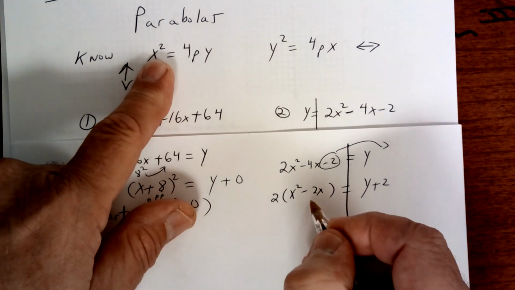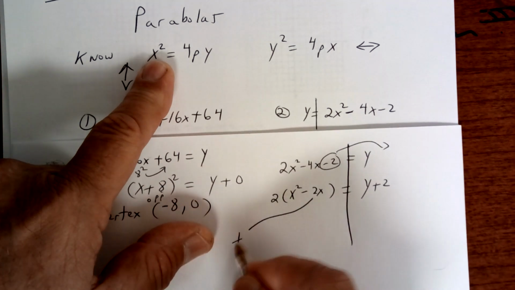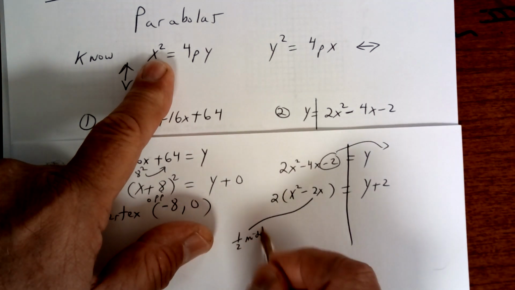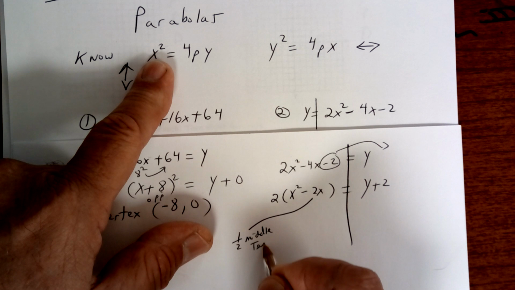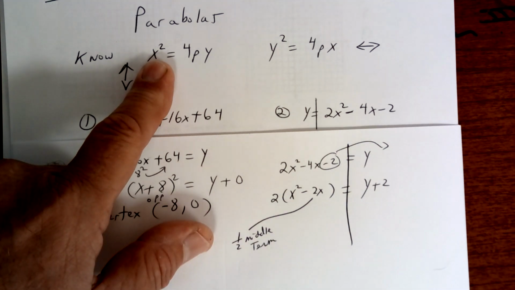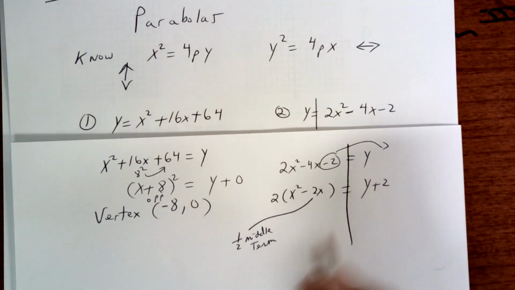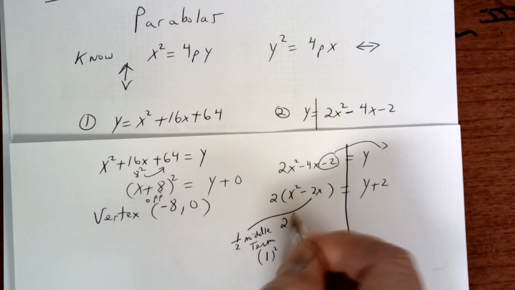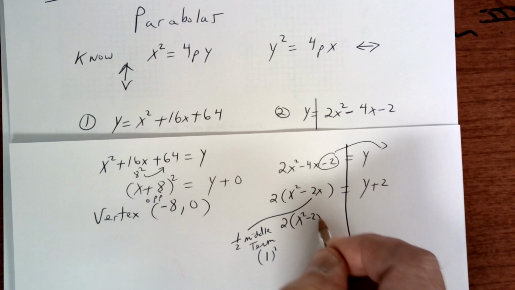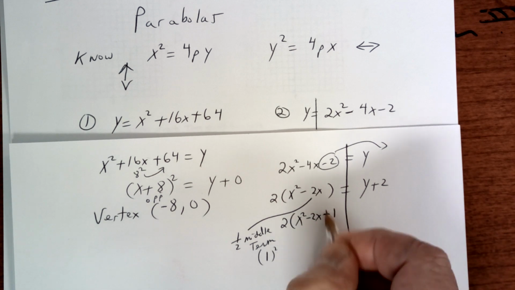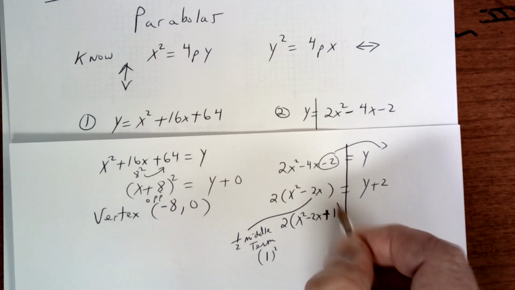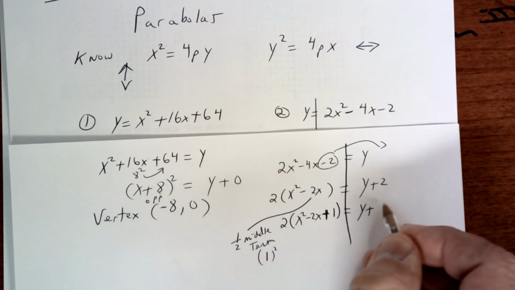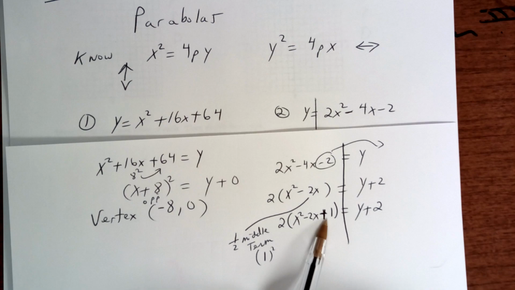Remember how you take half of the middle term? Copy that down. So half of 2 is 1, and then 1 squared is 1. So what you're going to do is add 1 right here, right there, plus 1. And then you get y plus 2. Now, since you added 1 on this side, you technically have to add 1 on this side.